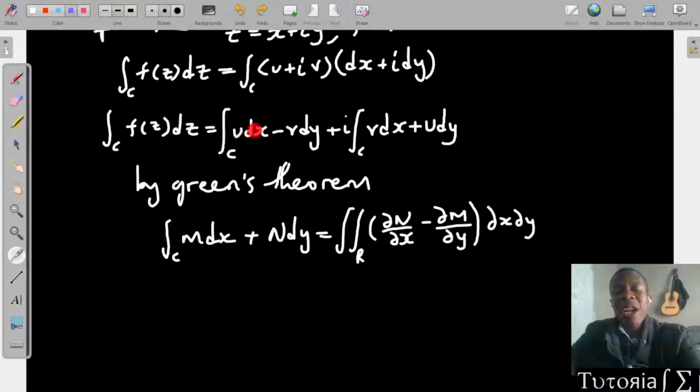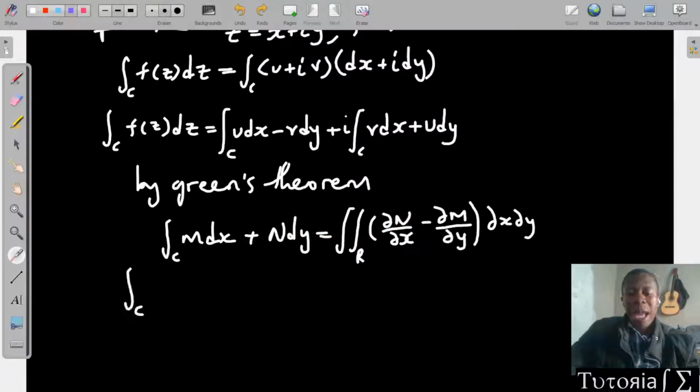All right, so now applying Green's theorem here. You see that we have dx. Are you seeing that? You should make sure that we have dx, then dy. So in this case, this is our M, and in this case, our N is negative. So if we were to put it here, it would have been negative the N, okay?